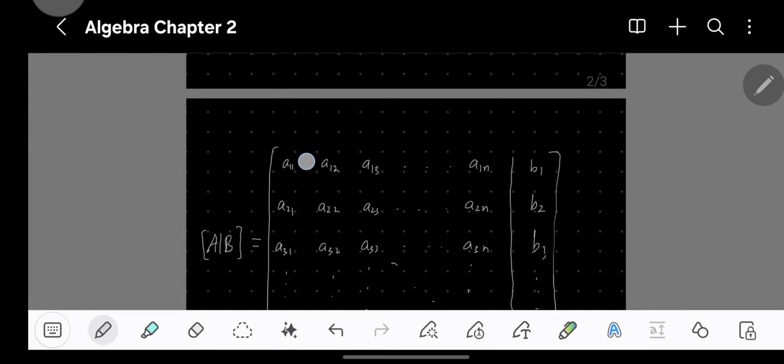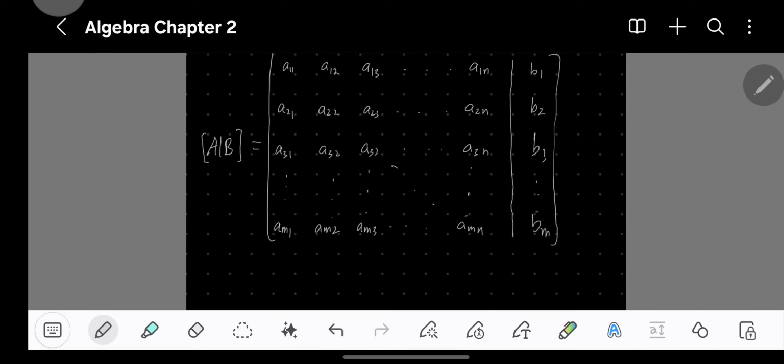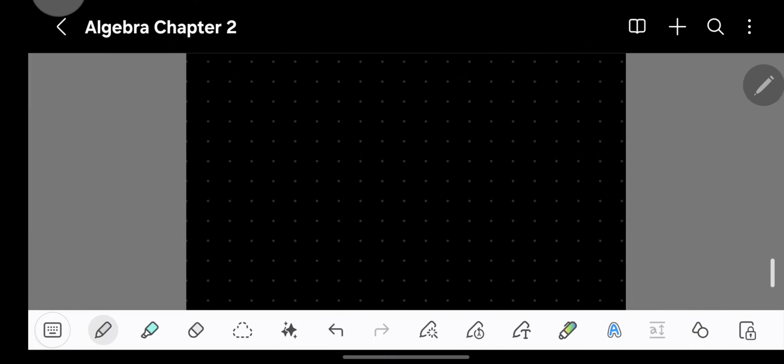There are two main methods. The first one is called the row echelon form, and the second one is called the row reduced echelon form. We will solve both of them. But in order to go to the methods, first look at some examples.